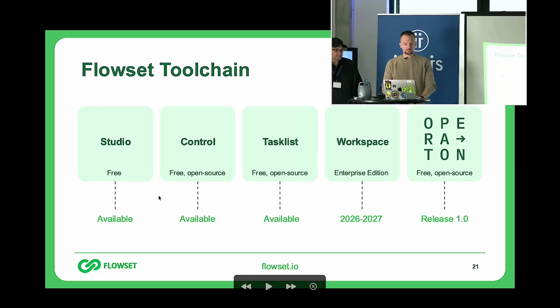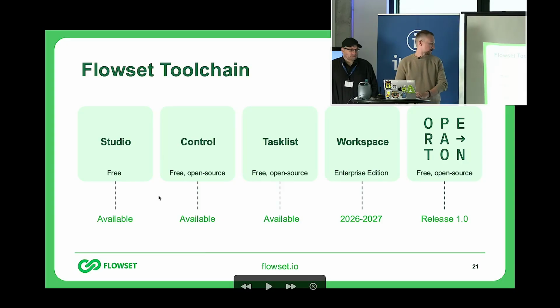So summing up, what do we have right now? We have a Studio, which is free and available on the JetBrains plugin marketplace. We have Control and Tasklist, which are open source and available as well on GitHub and on our website.